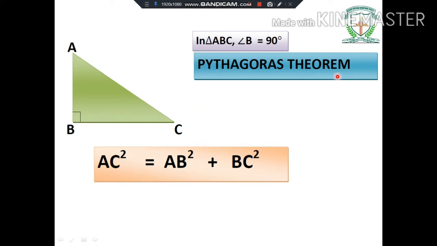According to Pythagoras theorem, in a right angled triangle, the square on the hypotenuse is equal to the sum of the squares on the other two sides. Therefore, hypotenuse is AC. AC square is equal to the sum of the squares on the other two sides, that is AB square plus BC square. This is Pythagoras theorem. Now children, let us solve some of the problems based on Pythagoras theorem.